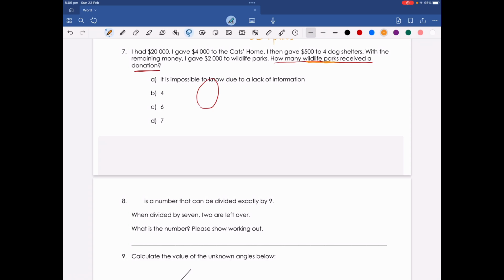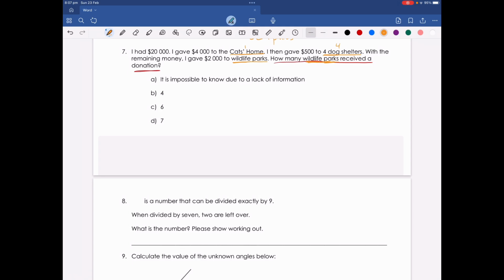Whoa, where did this circle come from? Delete. Let's see, I had $20,000, I gave $4,000 to the cat's home, so this surely is not one of our wildlife parks. I then gave $500 to 4 dog shelters. Okay, so that's 4 different ones. With the remaining money, I gave $2,000 to wildlife parks. Okay, is that just one? I assume it's one. How many wildlife parks received a donation?